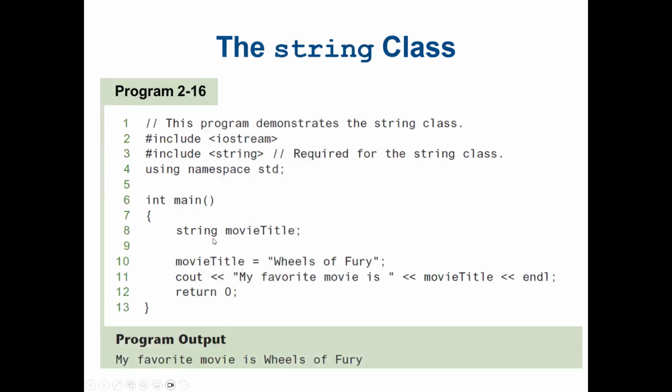So there's another example here. In the main function, we declare a variable named movieTitle, no space in between. We follow the naming identifier rules. Data type is string. Then we assign Wheels of Fury to the variable movieTitle. Then we print it: my favorite movie is movieTitle. Again, it's not in double quotation, it's not in single quotation, so it's going to print the content of movieTitle.